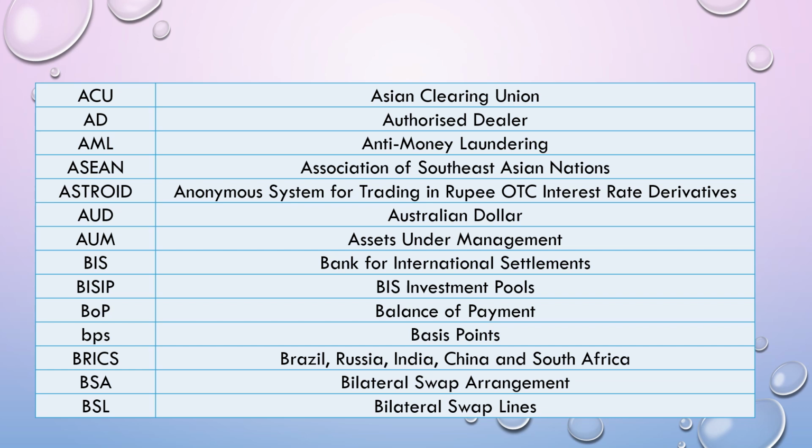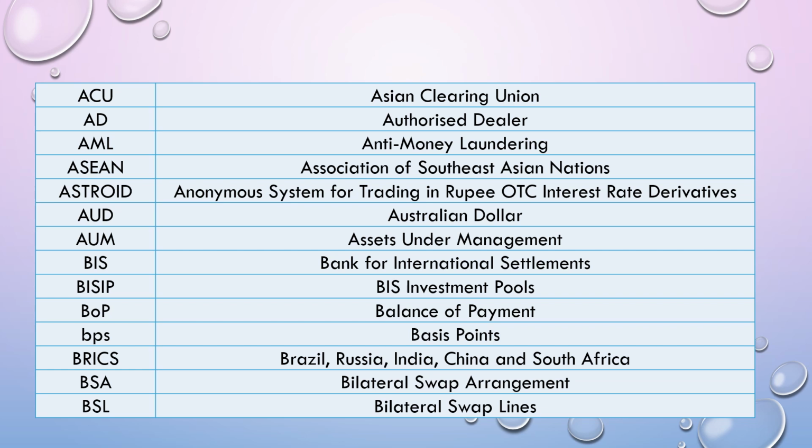BIS, Bank for International Settlements, which was established in 1930, is owned by 63 central banks around the world. Its head office is in Basel, Switzerland, and has two representative offices, one in Hong Kong and one in Mexico City. BISIP, Bank for International Settlements Investment Pools.